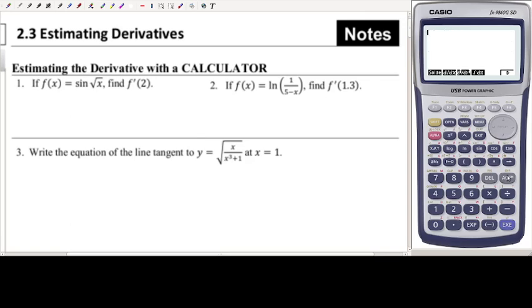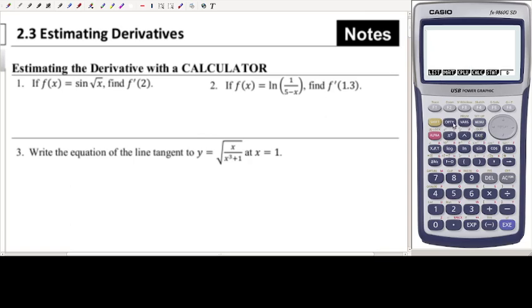So this video is going to show you on the Casio FX 9860G. If you have one that's slightly different, the steps are going to be mostly the same. So the idea here is that instead of having to find the general derivative, we're just going to find the derivative at a specific point. So we have f of x is sine of the square root of x, and we want to find f prime of 2, the derivative of the function or the slope of the tangent line at the point x equals 2.